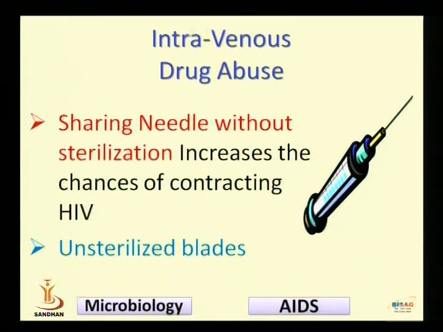Apart from that, it is also transmitted through intravenous drug abuse. That is, when a group of individuals share the same needle without sterilization, there is an increased incidence of contracting HIV. The same applies to using unsterilized blades, such as sharing razors, or using surgical instruments which have not been properly sterilized.